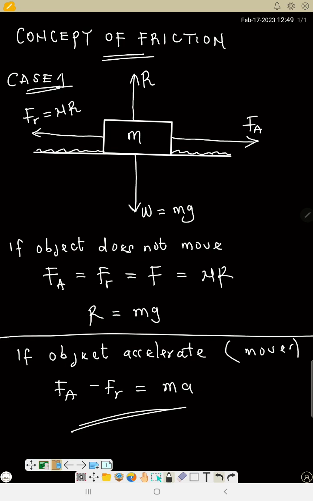So now let's see an example to back this concept. Remember, this is case 1. We still have different cases, but I'm starting with this. The question will tell you the object, and for any question you have to sketch. So let's see an example now on this case.